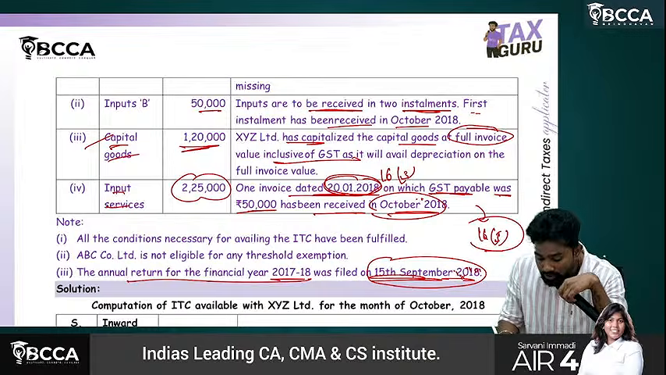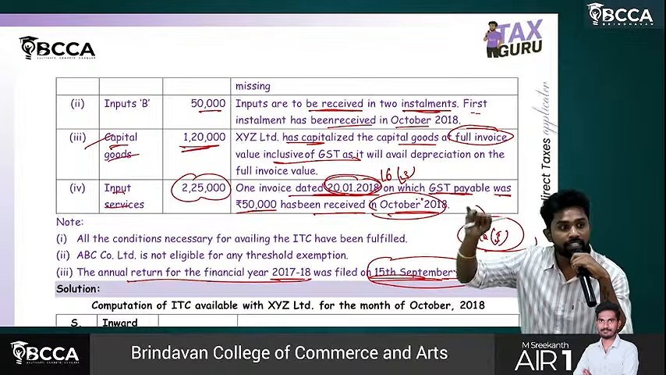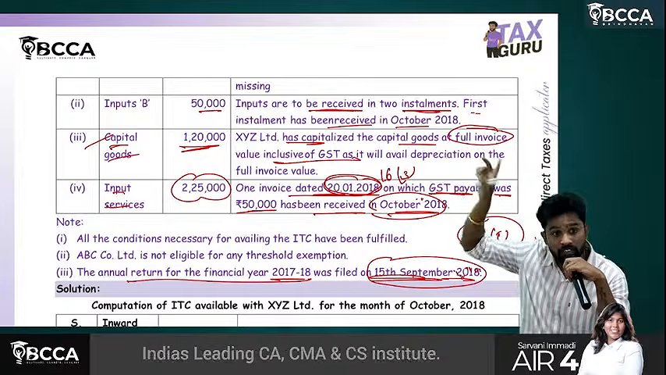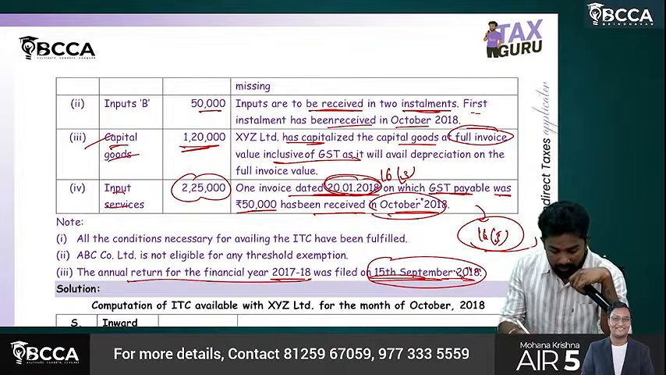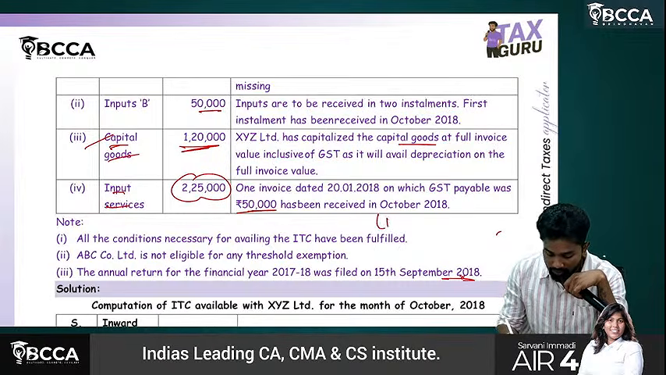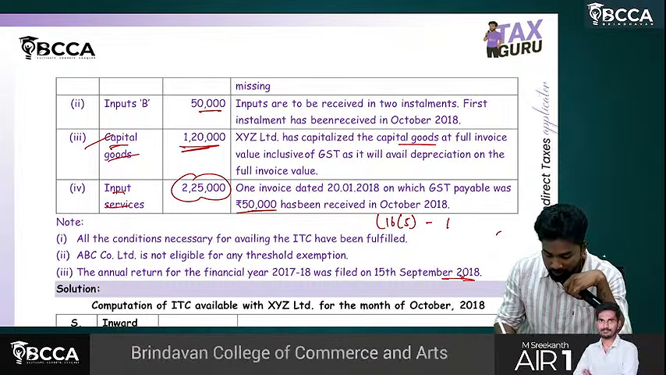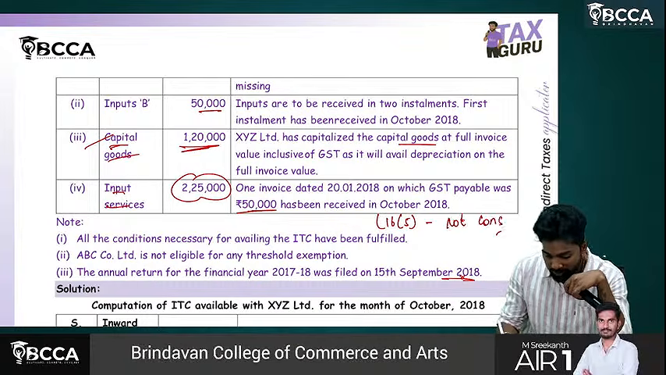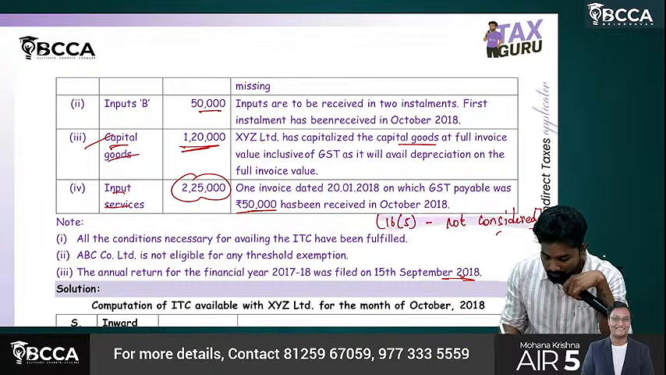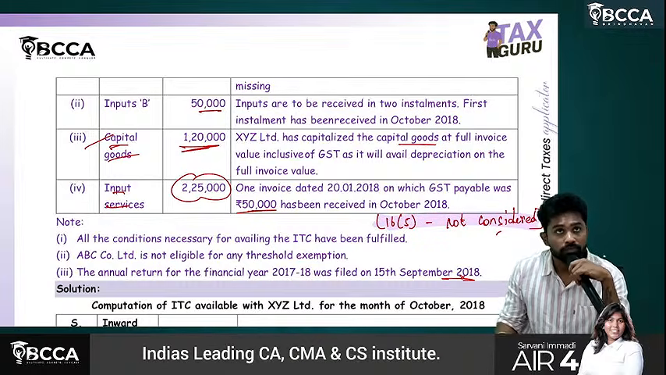But if you invoke 16 subsection 5, what is 16 subsection 5, sir? For the years 17-18, 18-19, 19-20, 20-21, the time limit is still 30th September 2021. If that's the case, they can avail ITC. So here simply you keep a point like 16 subsection 5 not considered. But if it is an exam question, sir, you consider 16 subsection 5. Here 16 subsection 5 not considered.